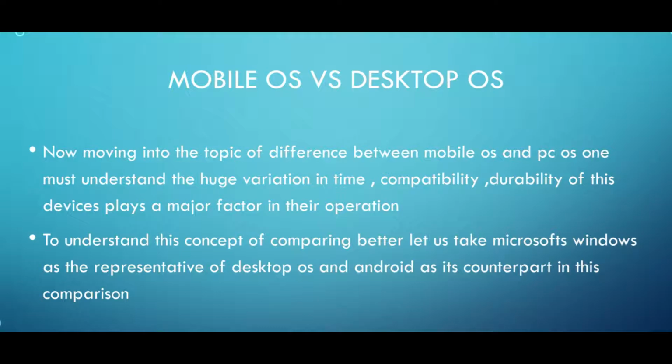Now moving into the topic of the difference between mobile OS and PC OS, one must understand the huge variation in time, compatibility, and durability of these devices, which plays a major factor in their operation. To understand this comparison better, let us take Microsoft Windows as a representative of desktop OS and Android as its counterpart in this comparison.